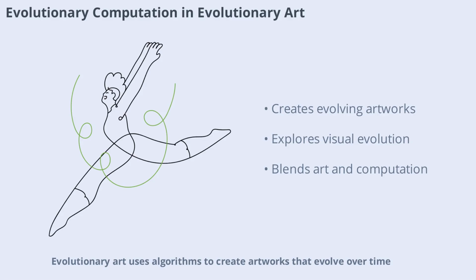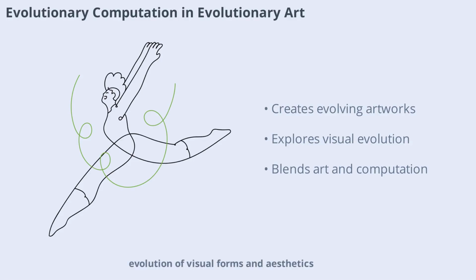Evolutionary art uses algorithms to create artworks that evolve over time. By simulating selection and variation, artists and researchers can explore the evolution of visual forms and aesthetics. This creative application of evolutionary computation demonstrates its versatility and potential for innovation beyond science.